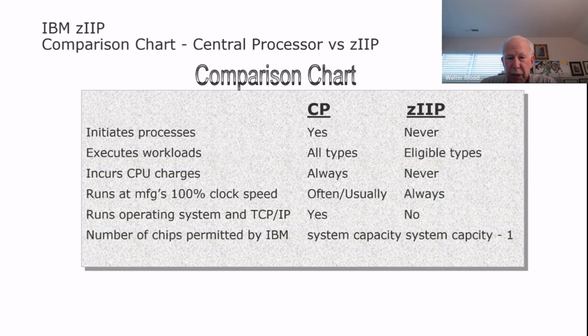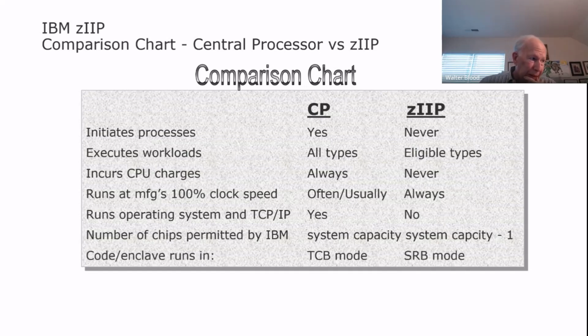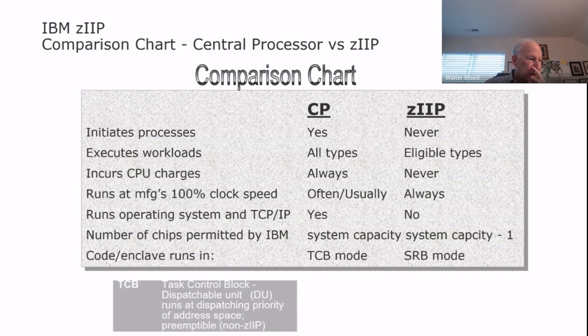You have to have at least one CP running on your system. The rest can all be ZIIPs. Finally, the CPs are running in what we call TCB mode. TCB mode is task control block mode. The dispatchable units run at the dispatching priority of the address space, and this is controlled by workload manager. They are preemptible.